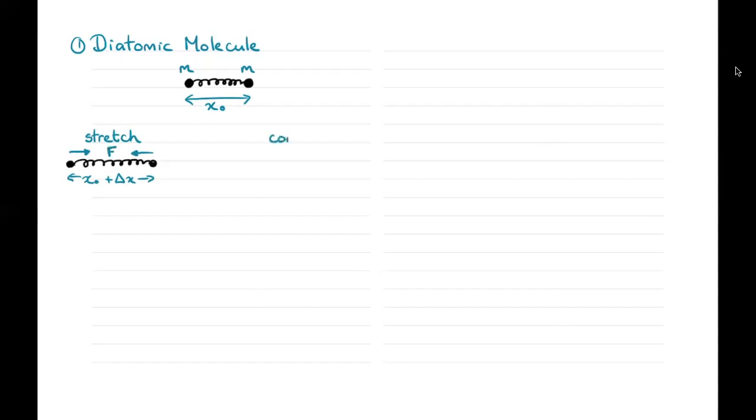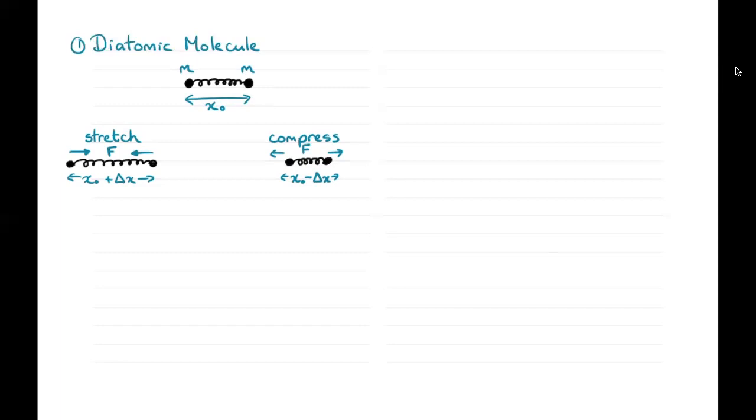And likewise, if we compress our molecule by some small amount, so that now the size is the original bond length minus delta x, then there'll be a force on these atoms acting outwards in order to try to restore the equilibrium bond length.